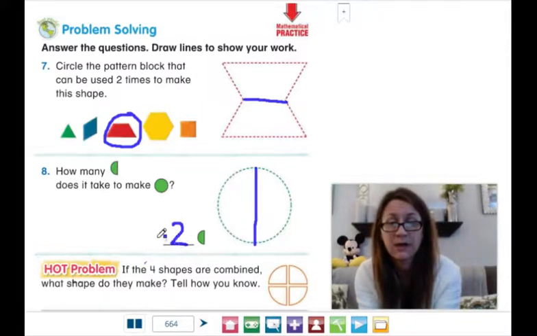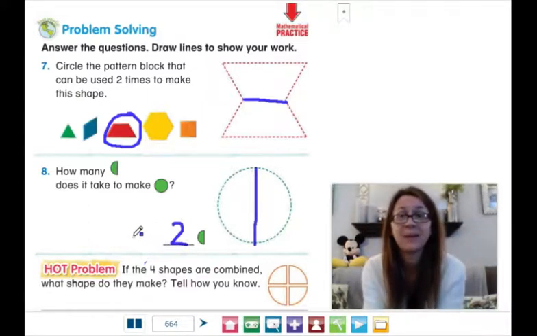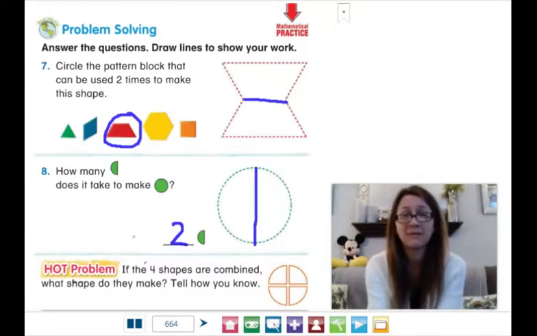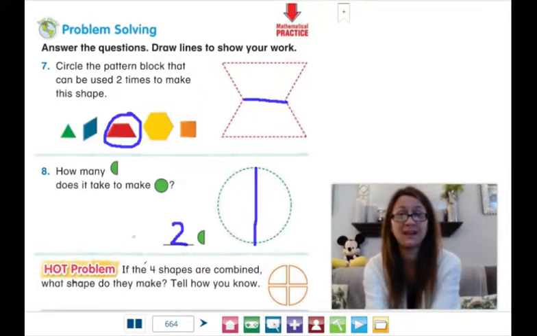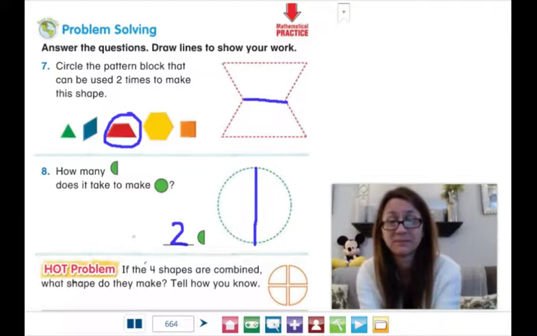So you can think of this as a pizza. If you were going to eat one half of the pizza and your friend was going to eat the other half of the pizza, all you would need to do is to take one line, go straight down the middle of your pizza in order to divide it into 2 equal parts.